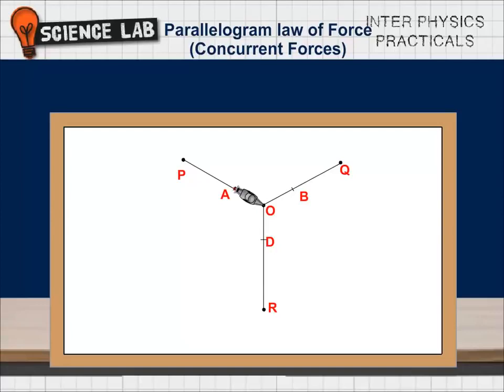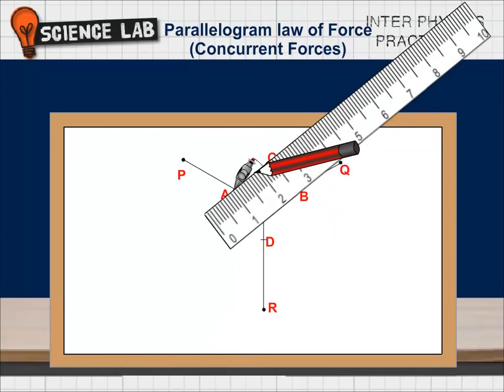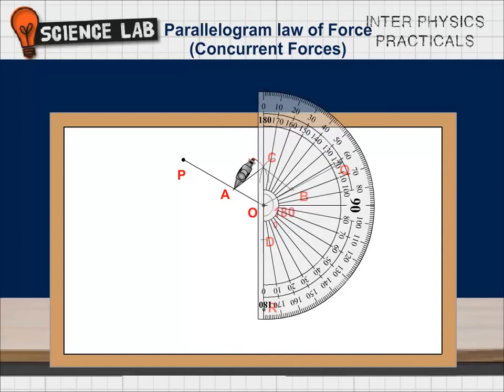Take a compass to mark the resultant force OC from the forces OA and OB. With point B as center and length OA as radius, mark an arc with compass. The intersecting point of both the arcs is point C. Join the points O and C, A and C, B and C. Resultant parallelogram is formed. Measure the angle COD and note it in the tabular form.